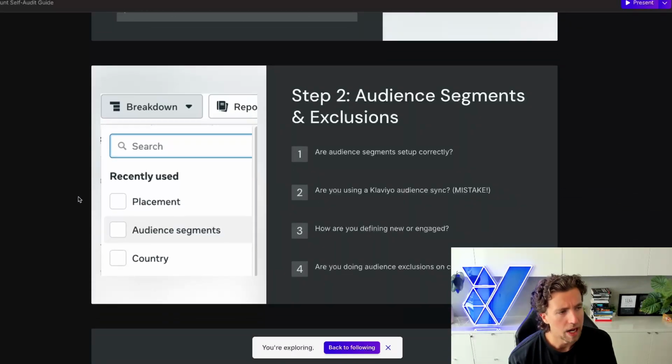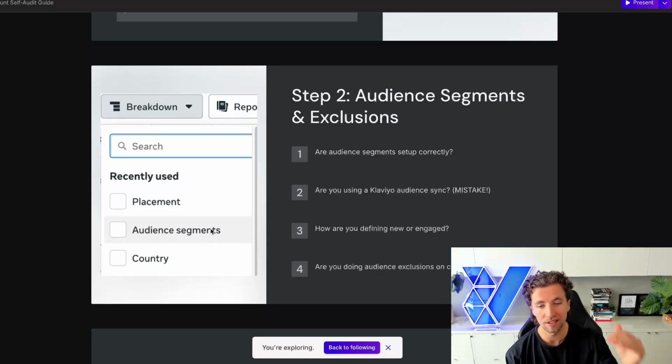Step number 2. Audience segments. Make sure that you have audience segments set up correctly so that you can click on the breakdown button here, and you can then go and click audience segments, and you can see what are all your metrics across new audiences, engaged audiences, and existing customers.